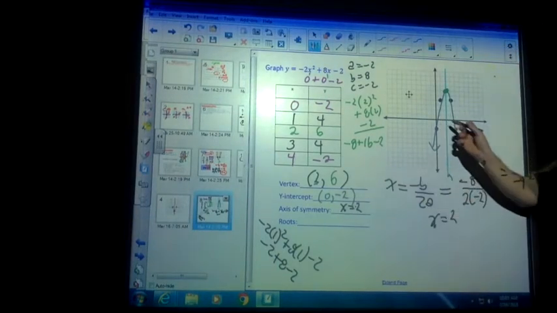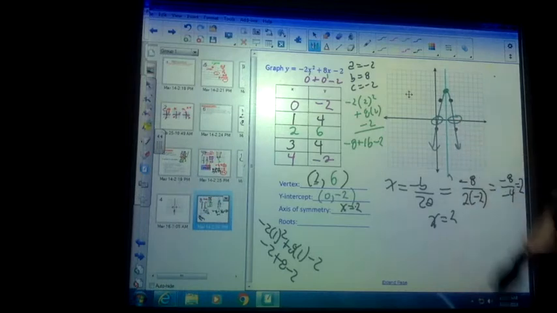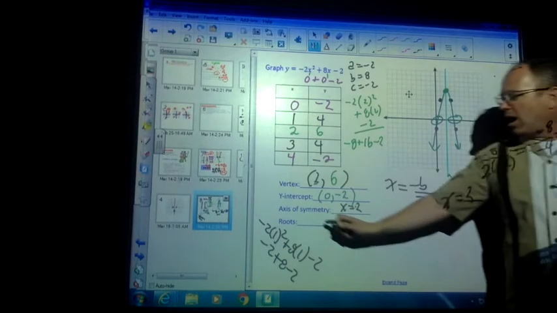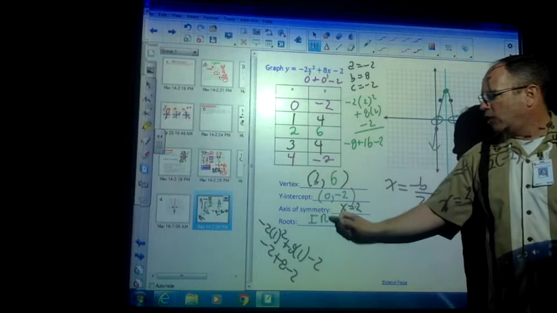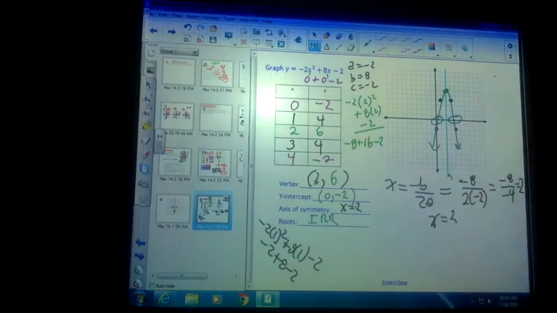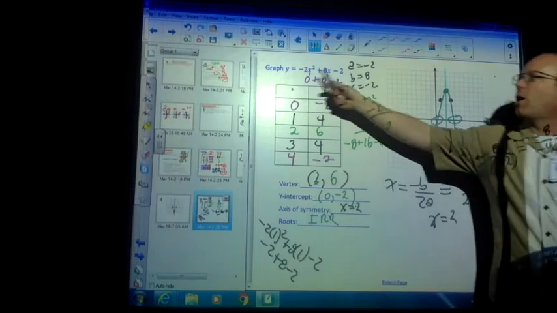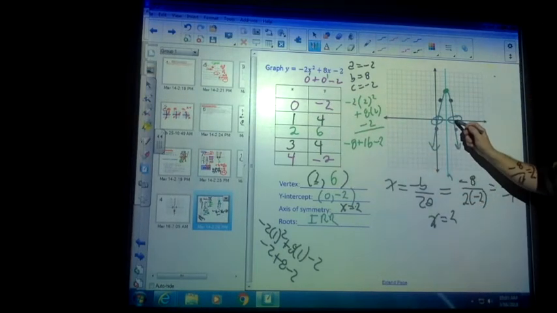My roots take place here and here. Right now, I'm going to say that my roots are irrational for this reason: I can't factor that. It would have been prime if I factored it. But the solution to this problem, to find out where it's equal to 0, happens here and here, right about. Do I know exactly where? No. Do I know pretty close? Yes. It's just a graph.